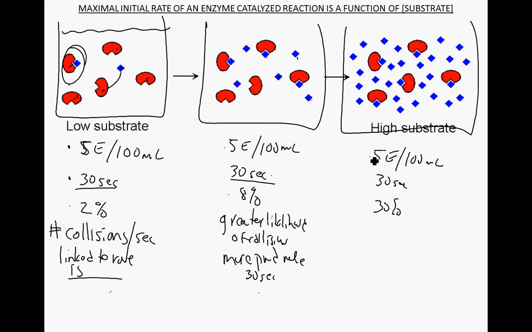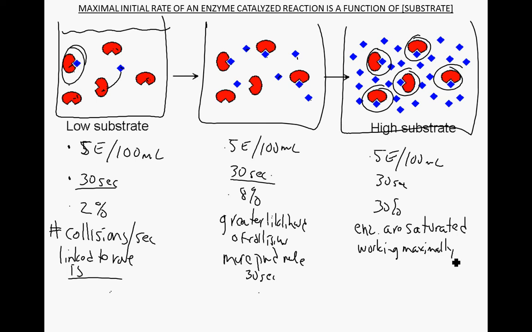Pretty high. But just because I have all these extra substrates around here doesn't mean that they're going to get turned over any faster. Every single enzyme in this scenario is busy colliding with a substrate, busy converting it to product. And so what we say here is that the enzymes are saturated. We've reached this point where the enzymes are saturated, and the enzymes are working maximally.